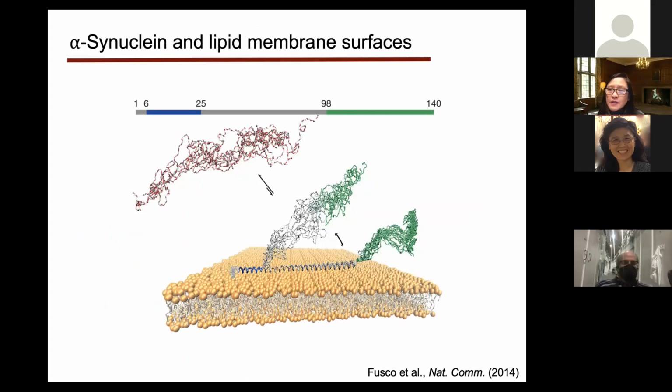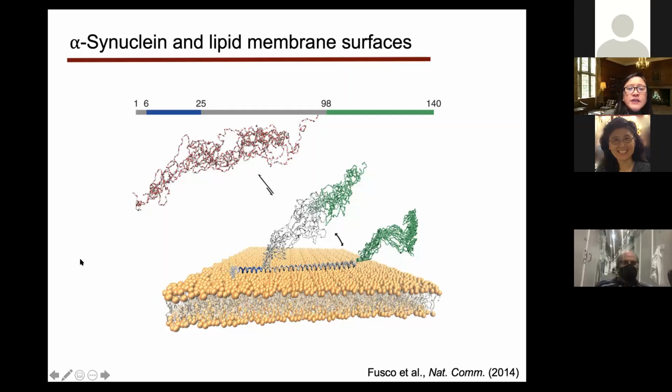So what is alpha-Synuclein? I use the term intrinsically disordered protein. Unlike the proteins that we learn about from the textbook, which have well-defined secondary structure, an intrinsically disordered protein is, by definition and by its name, intrinsically disordered.